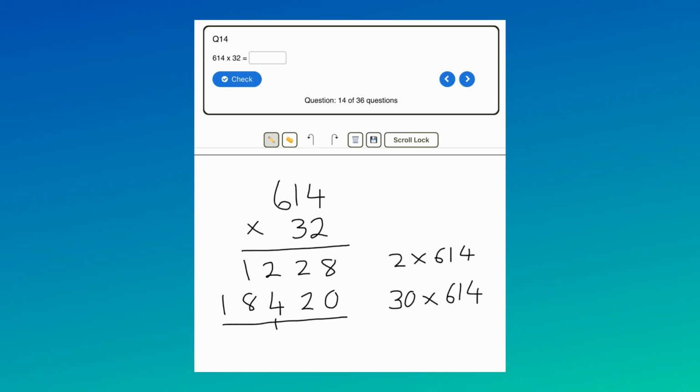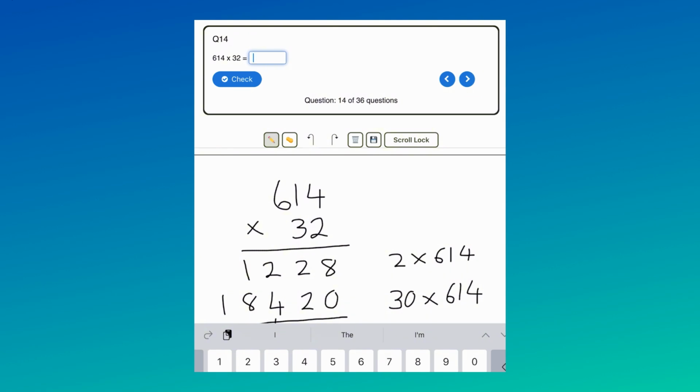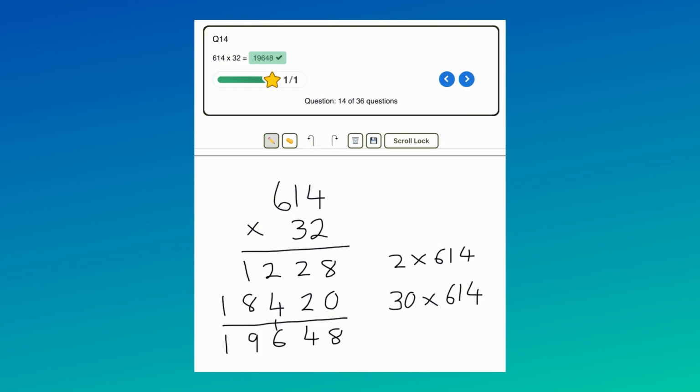And then we just add our rows together. 8 plus 0 is 8. 2 plus 2 is 4. 4 plus 2 is 6. 8 plus 1 is 9. And 1. So our answer is 19,648. Now, just a tip at the end of this question, if we have a look over here on the right, we can see that 2 plus 30 is 32. So that's how it all fits together.